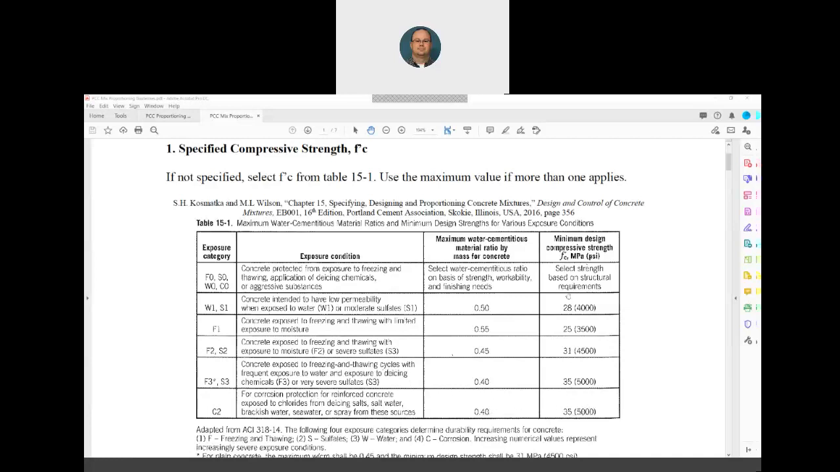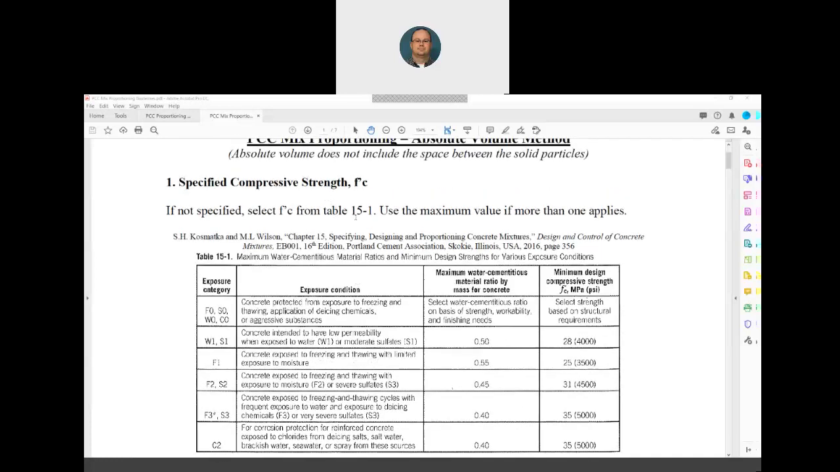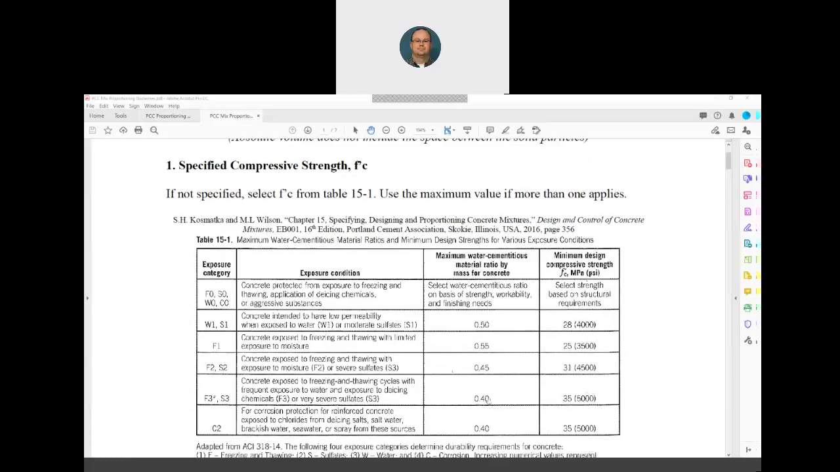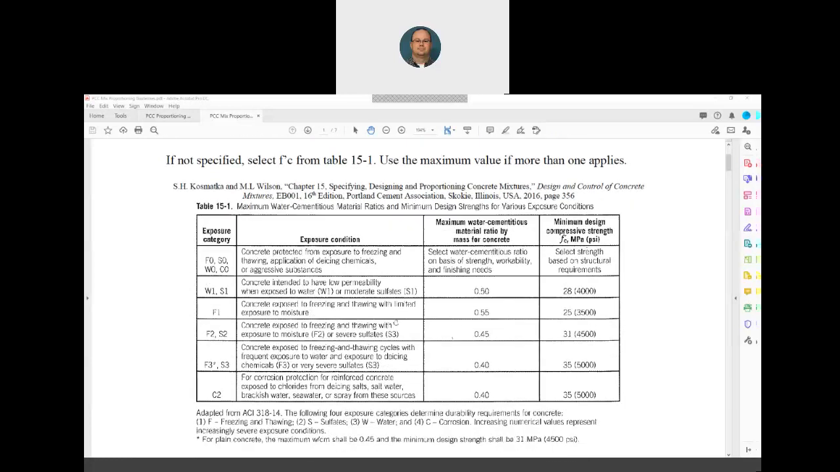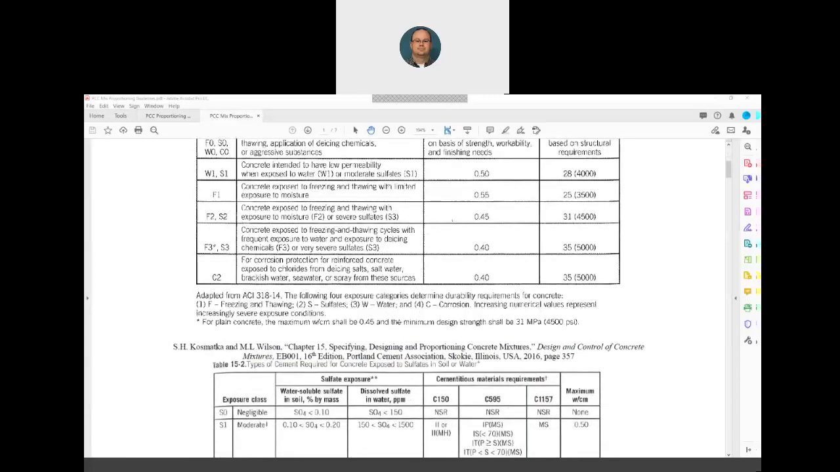Okay. So that is step one. What is my design strength? Specified compressive strength, F prime C. Okay, so the structural design will have a specified strength to hold the loads, and then we'll have a minimum design strength based on the exposure category. You pick the highest of the two. Okay, so that's step one.